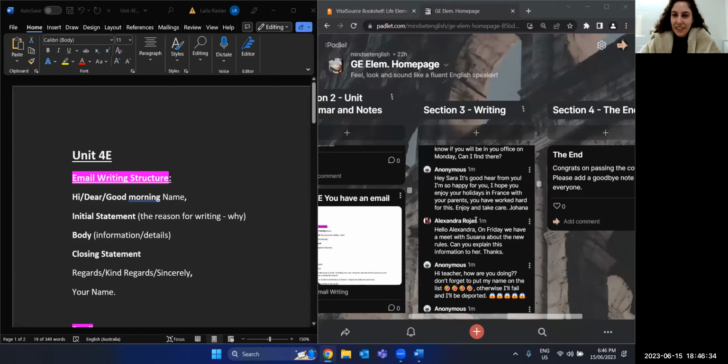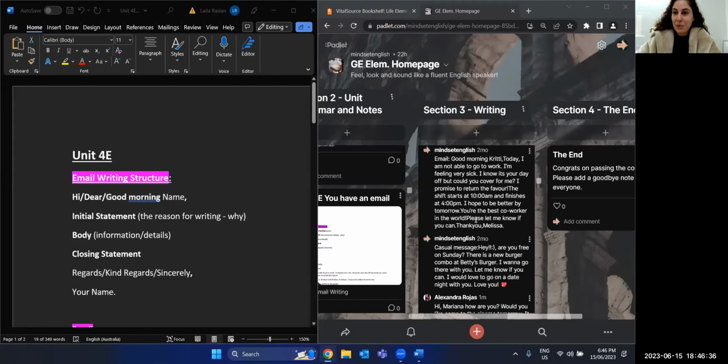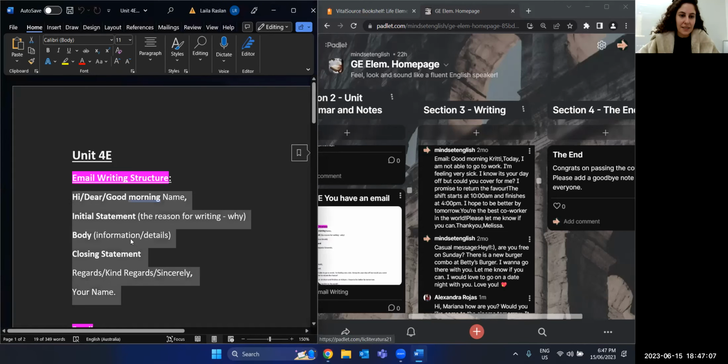Okay, so let's start checking our examples. Your task was to do one email writing and one text message. Just to go over the rules again, they're very different. The way you write an email is very different to the way you write a text message. The language is a little bit different. In the text message, you can add emojis and pictures and love hearts, but in the email, it's very formal. You want to write something very similar to this.